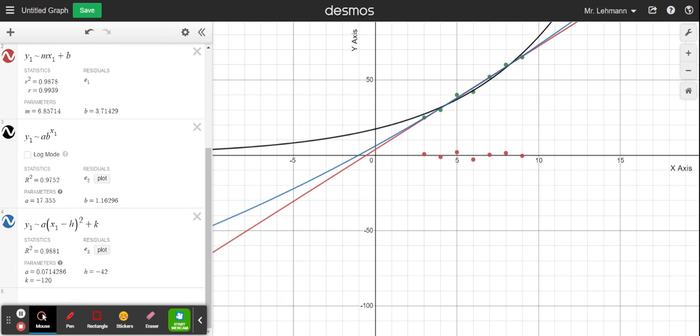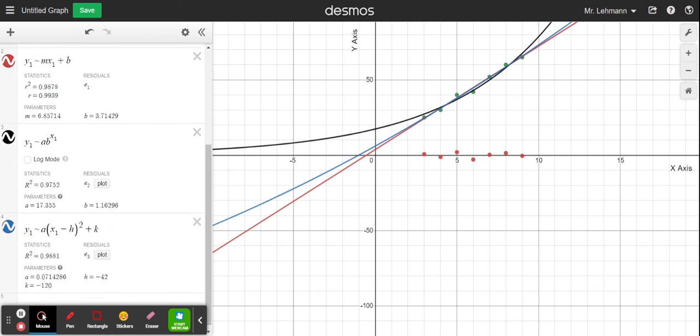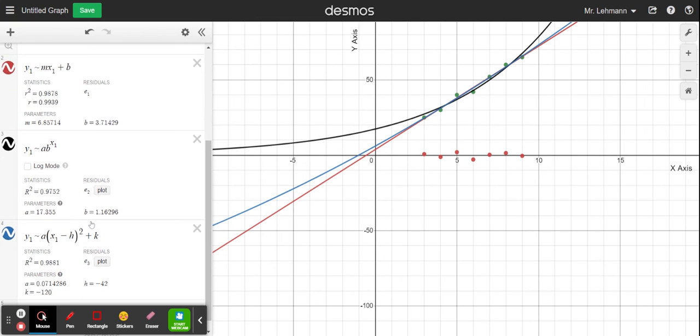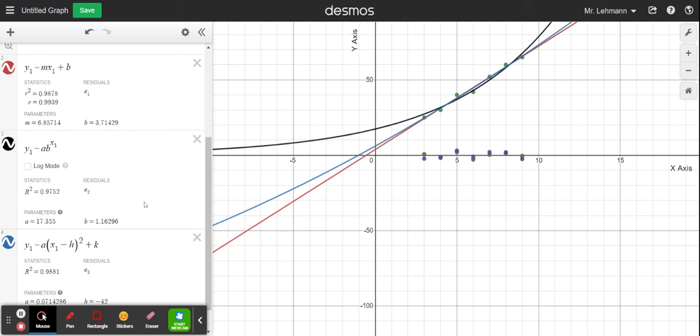But interestingly enough, if you're comparing R squared values and you're saying that one would be 100%, our linear one is 0.9878. Our exponential is 0.9752. And our quadratic is 0.9881. So we start overlapping these residual plots.